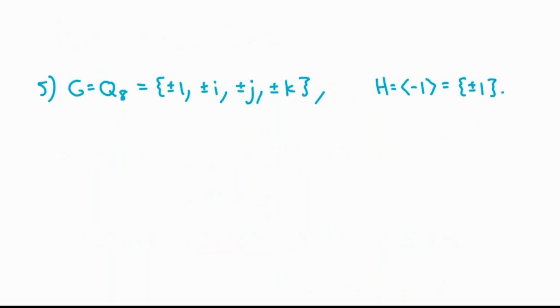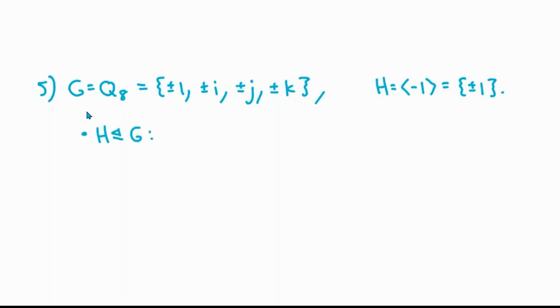For our next example, let's let G be the quaternion group of order 8, and let's let H be the subgroup generated by the element -1, which is the subgroup of order 2 consisting of plus or minus 1. Now once again, G is a non-abelian group, so in order to make sure that G mod H really is a group, we need to make sure that H is a normal subgroup of G.